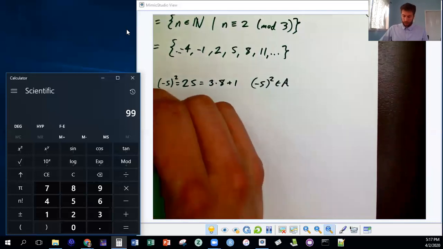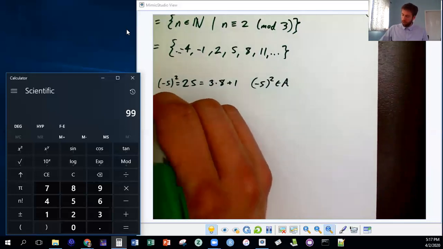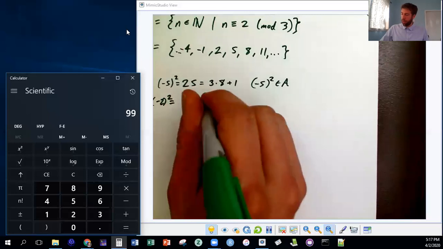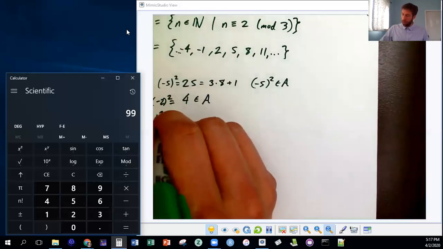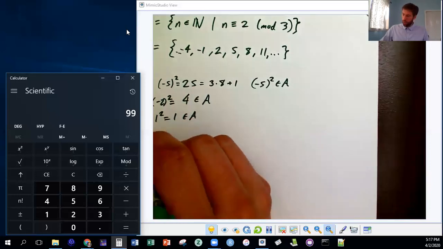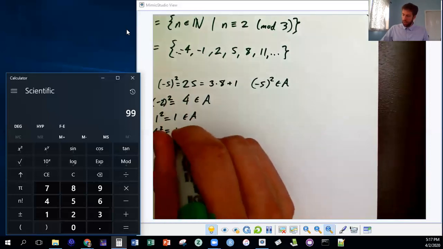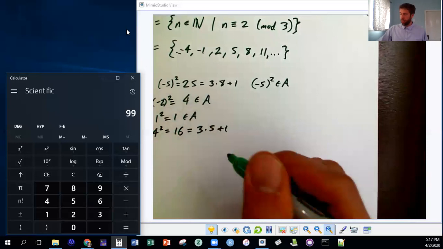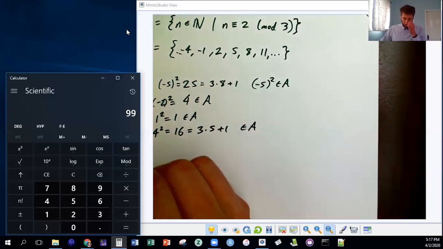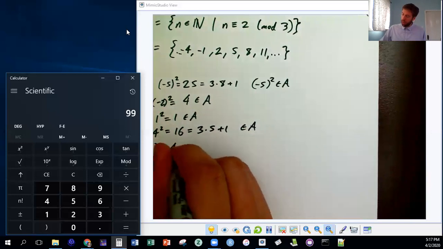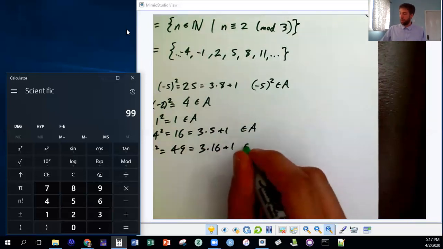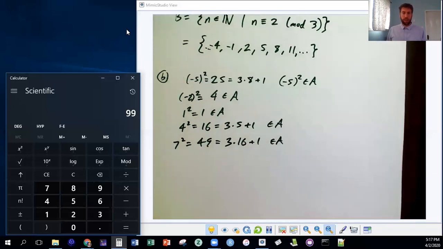And then -2 squared equals 4, which is in the roster method already, so we know that's in A. And 1 squared equals 1, which is in A. And 4 squared is equal to 16, which is equal to 3 times 5 plus 1, so it's in A. And 7 squared equals 49, which is equal to 3 times 16 plus 1. So that's an element of A, right? All 5 things from A, when we squared them, are also in A.